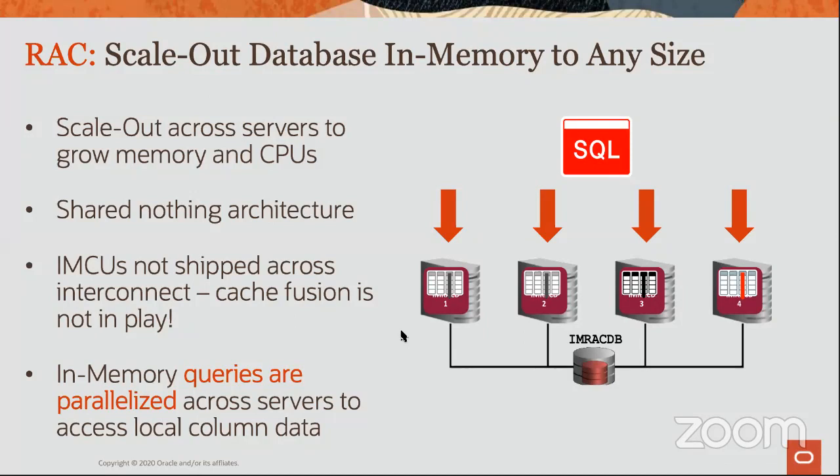What happens if that doesn't occur, or what happens if you run a serial query in this kind of environment? Well, we get the data from the column store that we're running on, but we'll have to go to disk to get the rest of the data for the other 3 if we can't allocate parallel server processes across each of the nodes. So that's just the architecture of how database in memory works with RAC and parallel query. Hopefully that isn't too complicated.